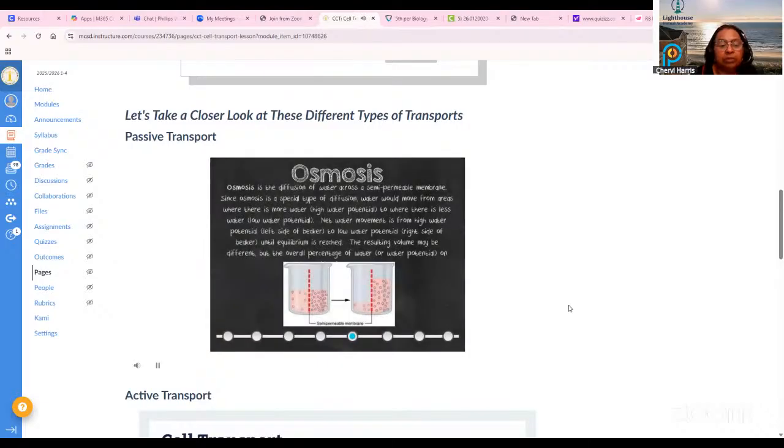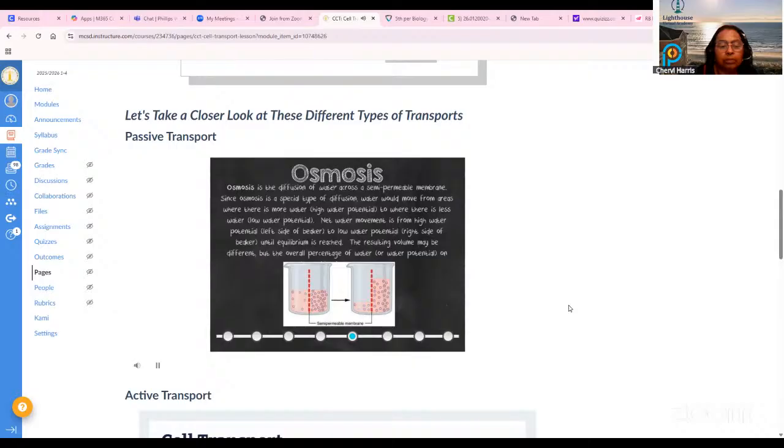Osmosis is the diffusion of water across a semi-permeable membrane. Since osmosis is a special type of diffusion, water would move from areas where there is more water, or high water potential, to where there is less water, low water potential. In this diagram, the solutions in the beaker are separated by a semi-permeable membrane, which is represented by the red line. The membrane only allows the pink water to pass through, and not the solute, which is represented by blue circles. Water potential is higher on the left-hand side of the beaker initially, compared to the right.